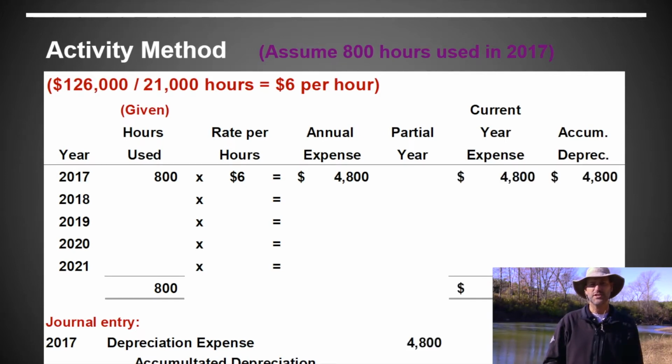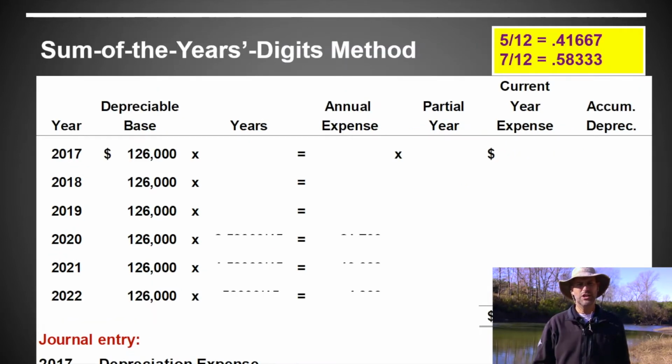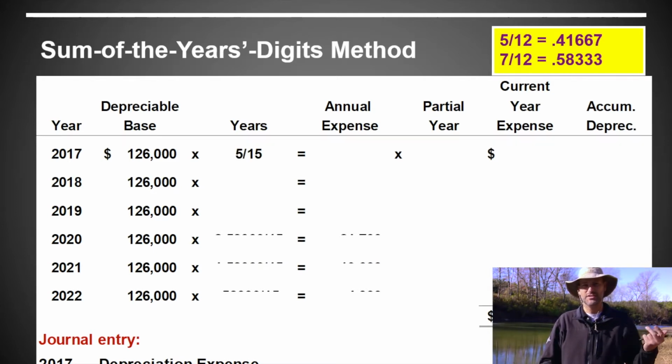For the depreciation expense, we're going to record a debit to depreciation expense for $4,800 and a credit to accumulated depreciation of $4,800. Now, moving on to the sum of the year's digits method. Again, this is a declining cost method. So for sum of the year's digits, we're going to take our first year of 2017. We have a depreciable base times 5/15. Again, this is a 5-year useful life. The first year is 5/15. Our annual expense is going to be $42,000.